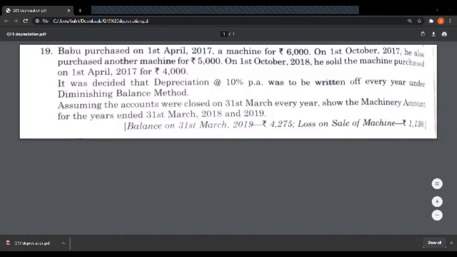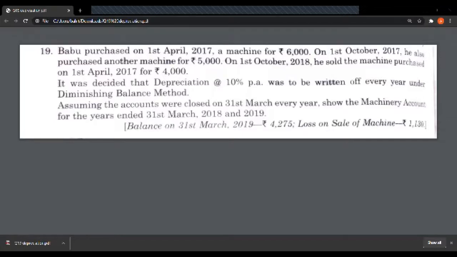under diminishing balance method. Assuming the accounts were closed on 31st of March every year, show the machinery account for the years ended 31st of March 2018 and 2019. So we have to show the machinery account for the 2 years, and here we are going to charge depreciation not on the original cost of the asset. Rather, we will be following diminishing balance method, where we'll be charging 10% depreciation on the balance closed down, which we are going to take forward in the next financial year. So let's solve this question.